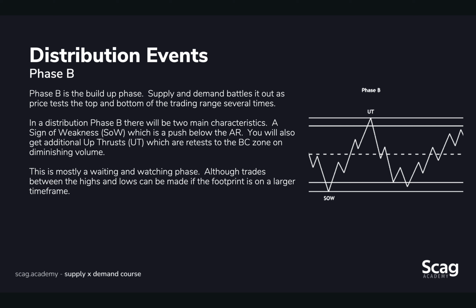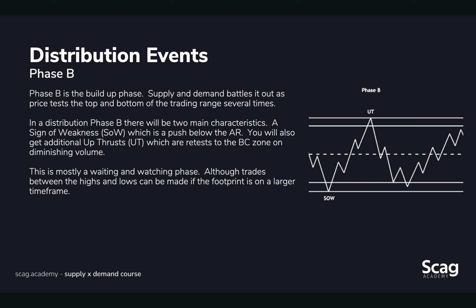You will also get additional upthrusts, which we mark as UTs, which are retests again to that buying climax zone on diminishing volume. This is mostly a waiting, watching phase, although trades again can be taken between the highs and lows. The main thing with the distribution here is that sign of weakness.